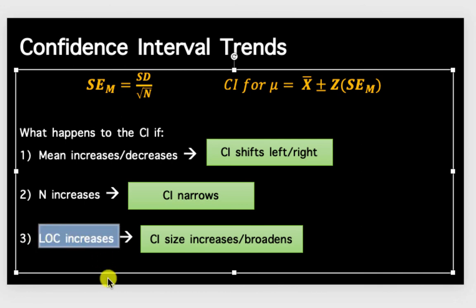When we change the level of confidence, so if we're choosing 90 versus 95 versus 99, that's also going to change the interval size. And this one I think is a little bit more intuitive, because the percentage is what we are including in our boundaries. So the larger our percentage is, the wider our interval size will be. The smaller the percentage is, the smaller the interval size will be.